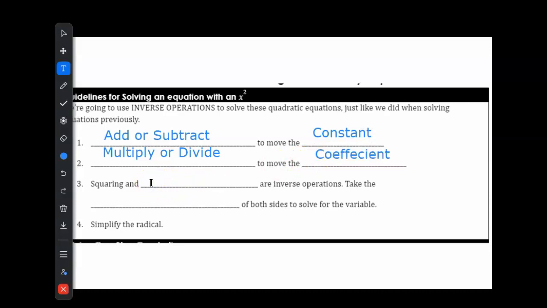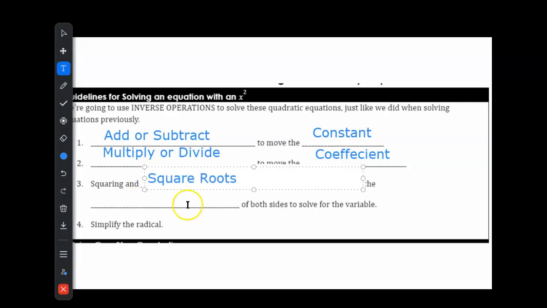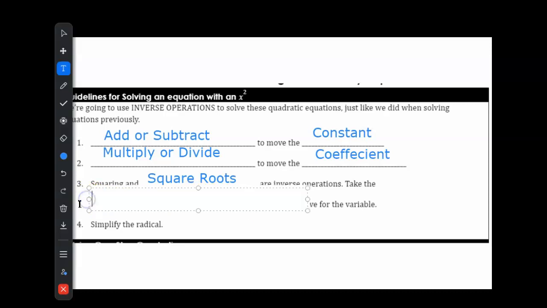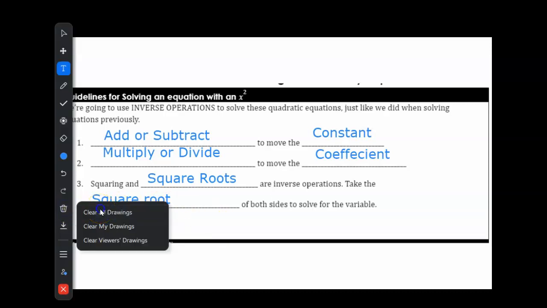The last thing we need to do, though, is figure out what to do with the squared. So it turns out that squaring and square roots are inverse operations of each other. They cancel each other out. So that means to solve, we need to take the square root of both sides to solve for the variable. The last thing we need to do is simplify the radical, just like we did in last class.